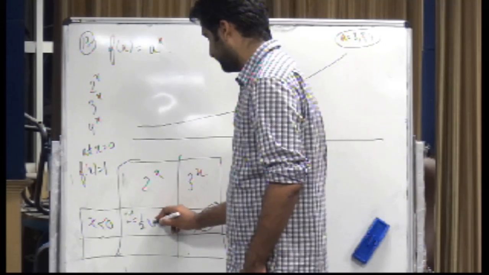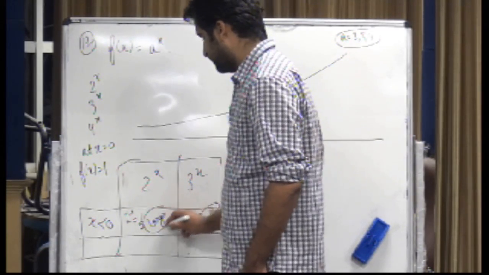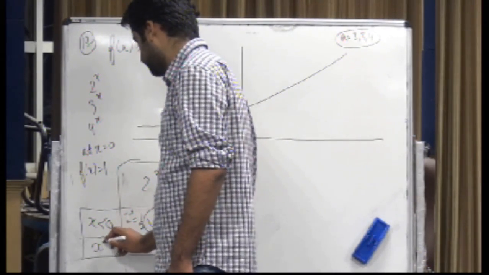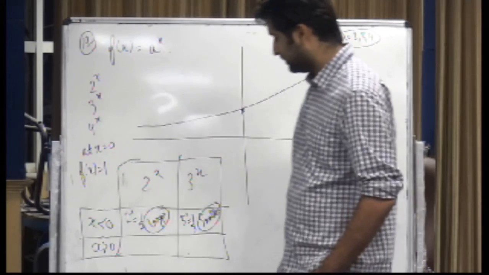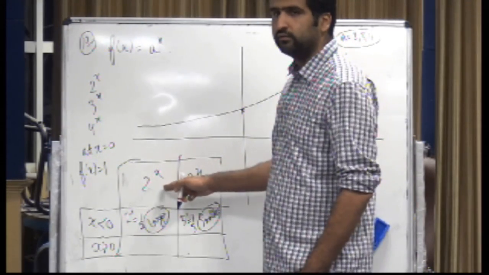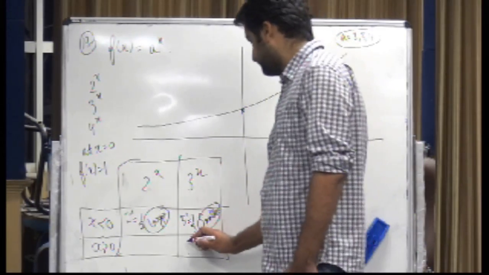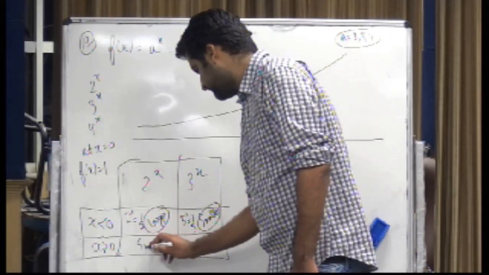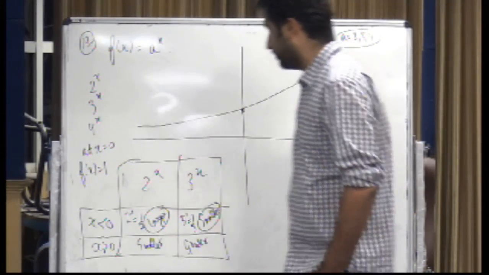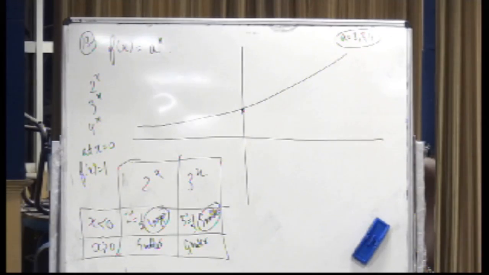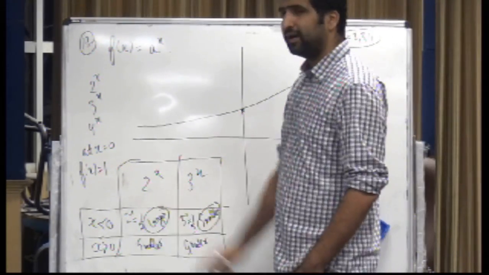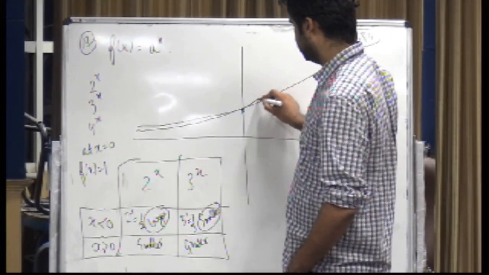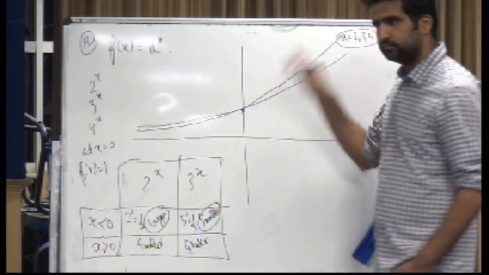Okay. But in this case, this is obvious. If we have x greater than 0, yeah, 2 to the power 3 will be lesser than 3 to the power 3. So this one will be greater and this one is smaller. For x less than 0, which one is greater? 2 to the power x. So the graph of 3 to the power x will be like this, and then it goes above.